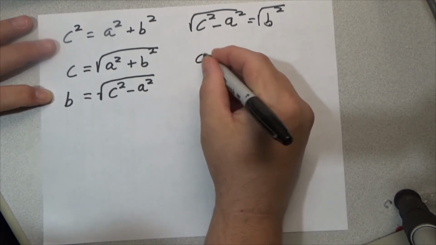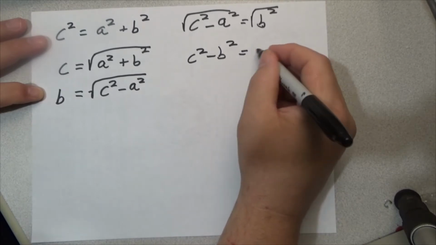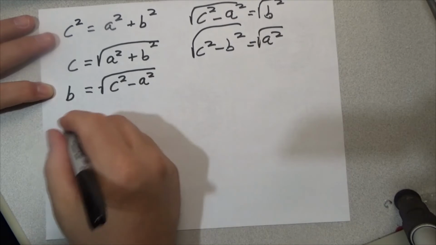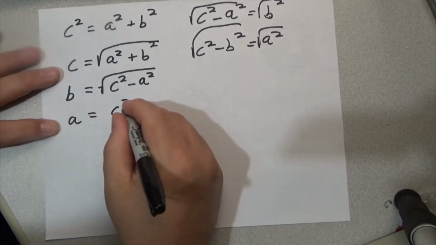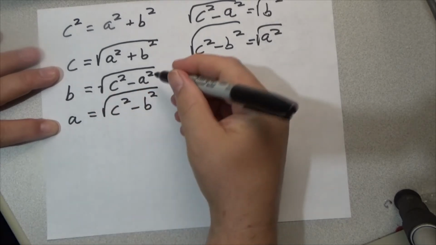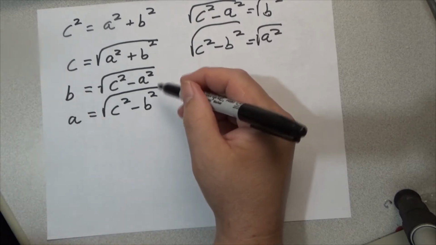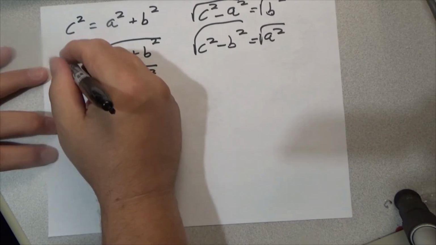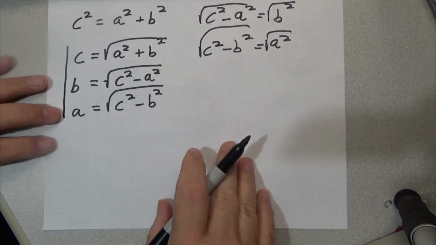So I will have c squared minus b squared is equal to a squared. And then once again, I need to take the square root of that. So I get a is equal to the square root of c squared minus b squared. Now, these two right here are really the same thing, remember, because I said a and b can be switched around. Okay? But these are generally your three equations for finding any of the three sides.